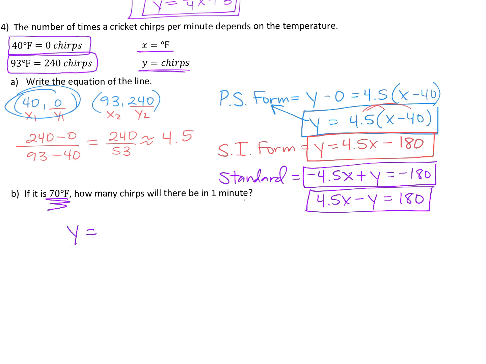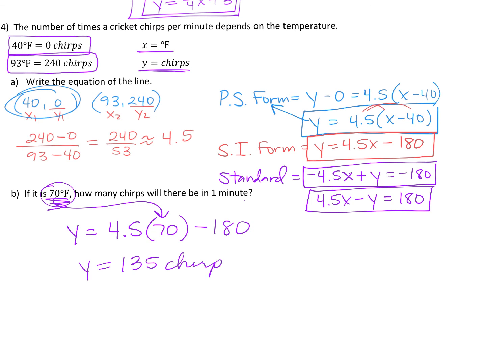I would do y equals 4.5 times 70, right? Because x was our degrees Fahrenheit, so that's the 70. Gets dropped in here, minus 180. And when you plug that in, you get 135 chirps in that minute. Okay. Any questions on that?